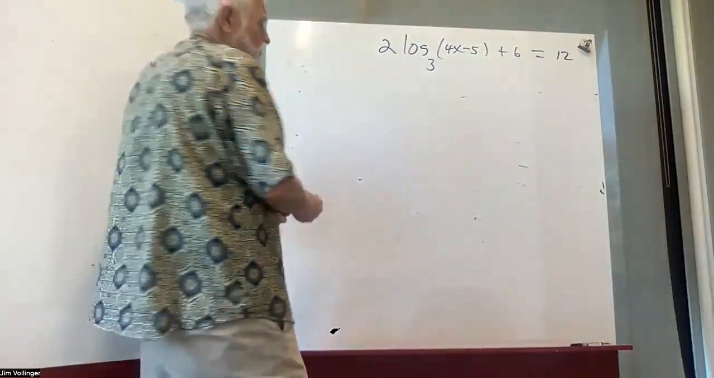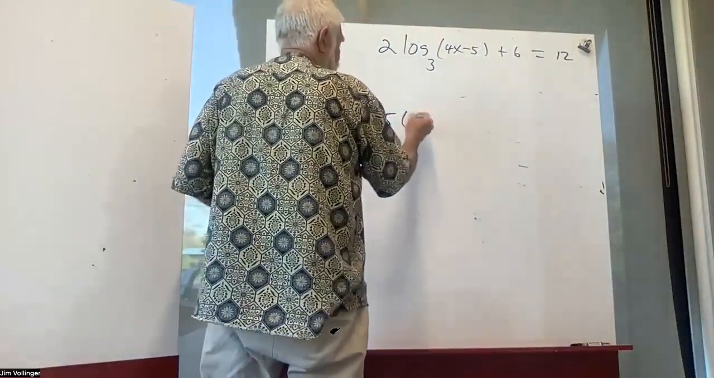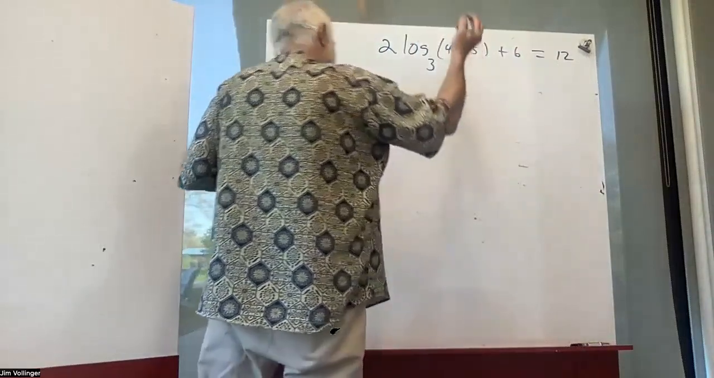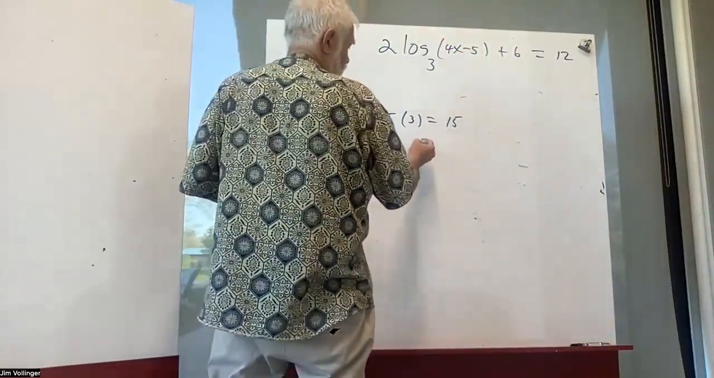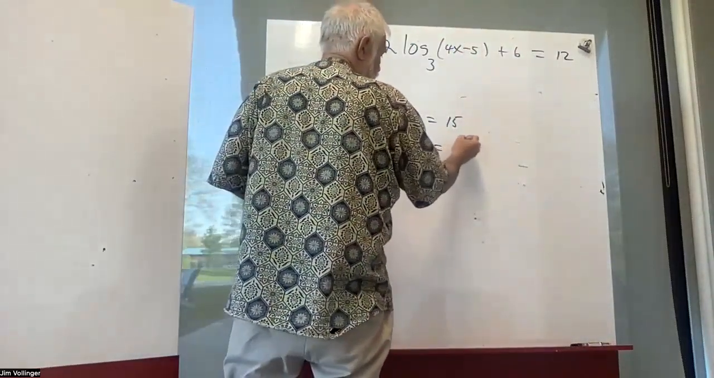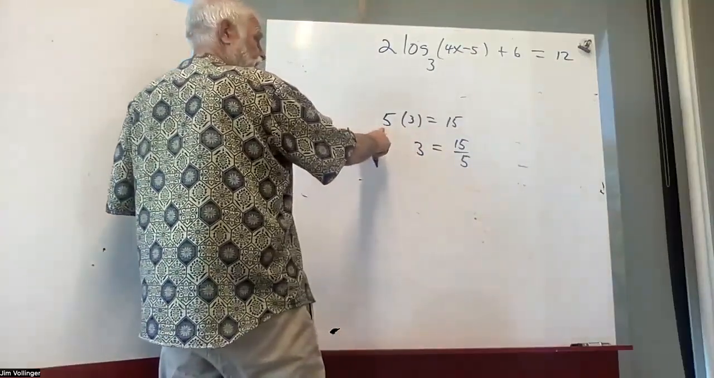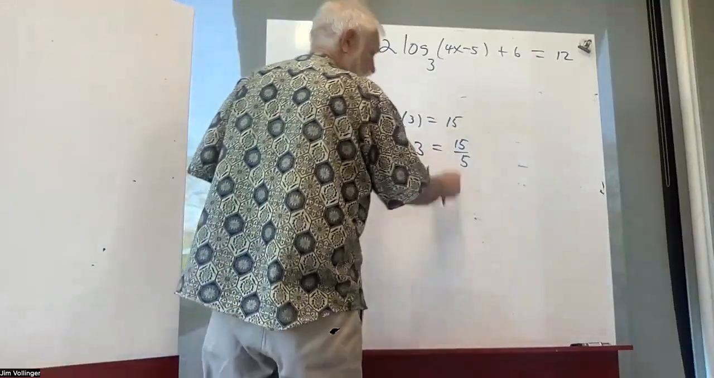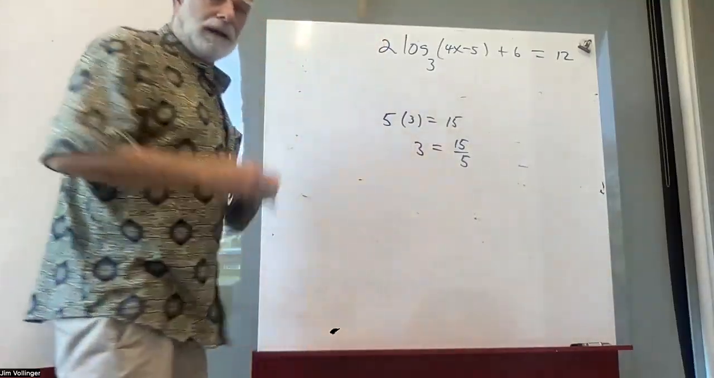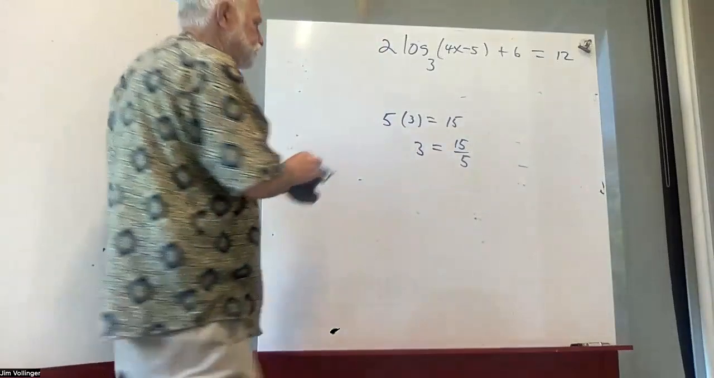All right, so let's construct another one. 5 times 3 equals 15. Okay, well, what does 3 equal? It sure looks like it's 15 divided by 5. Looks like division on the right is multiplication on the left, or multiplication on the left is division on the right. Again, pushing inverse operations.